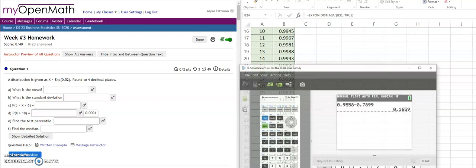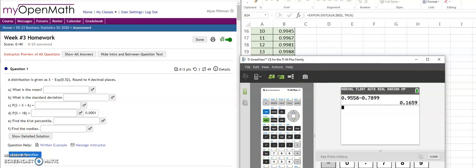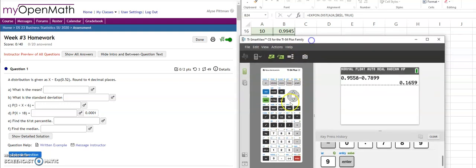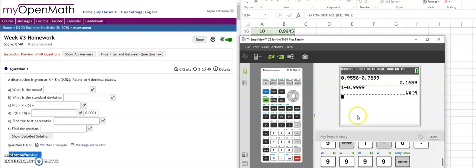So again, let's pull out our calculator. If we did 1 minus 0.9999, that's how we get the 1e to the negative 4, which is the same as 0.0001.